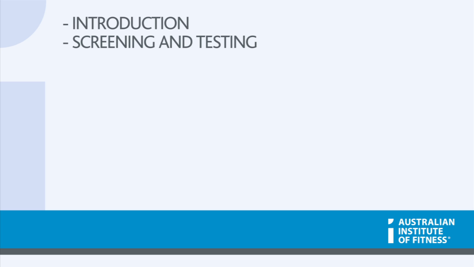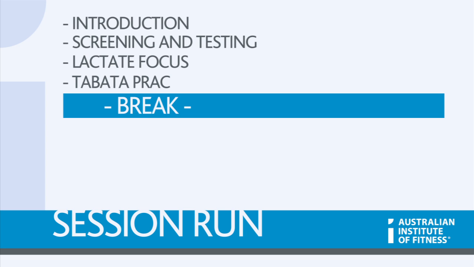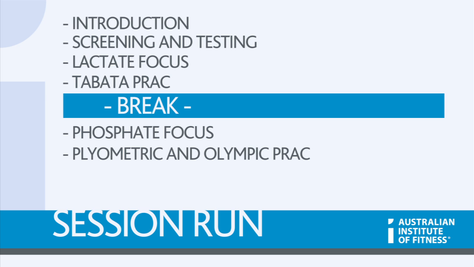The session run for PT15, exercises for advanced conditioning. Start with your introduction. Look at screening and testing, keeping it brief. Talk about lactate focus, and then move to Tabata training prac. Have your break. Come back to phosphate focused training. Talk about plyometrics. Then it's into the gym for the plyometric and Olympic lifting prac.